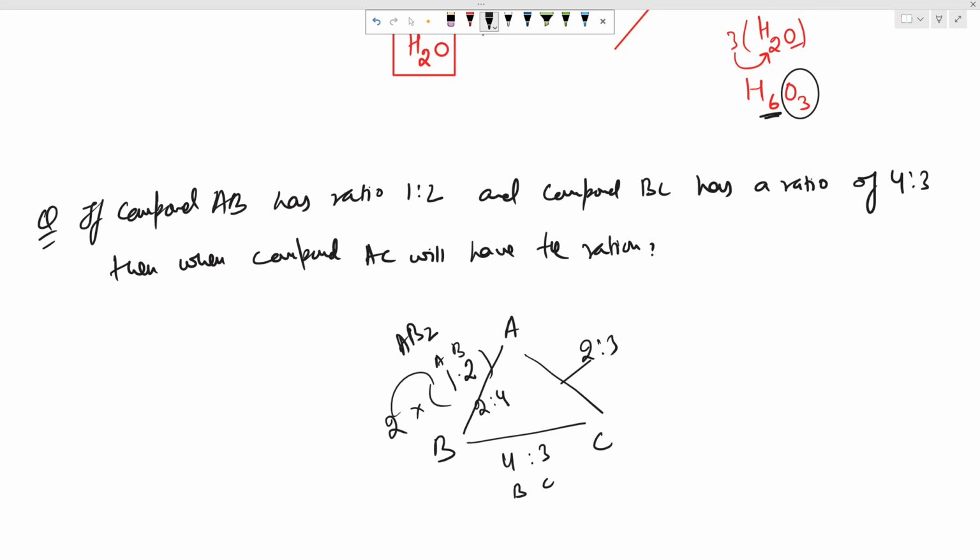No, I didn't get it, sir. What is A here? Two. And what is C here? Three. It will be 2 is to 3, because you have made the B common. That's why. You have made the B mass constant. Okay. Understood? Yes, sir.